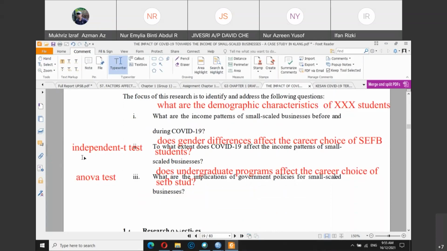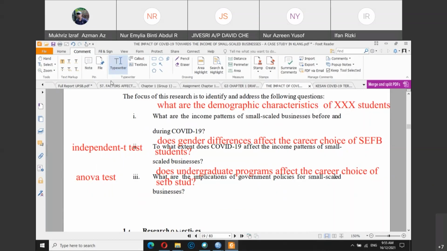So how are we going to approach that? Okay, so first you need to know how you should redesign your research question so that you can answer it using the t-test and also the ANOVA testing. This is based on how many Likert scale sections that you have.